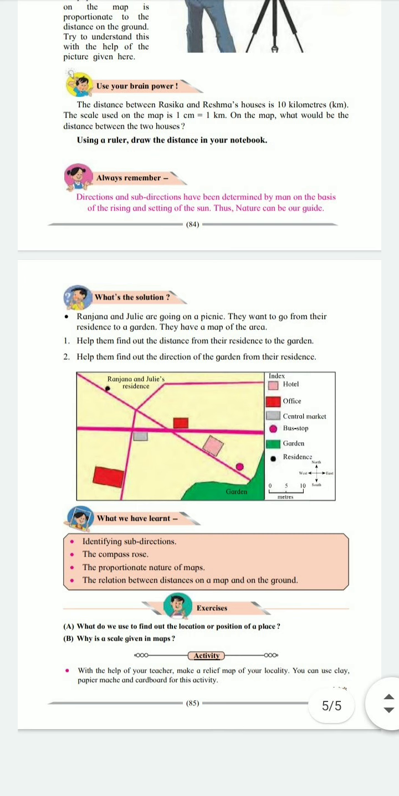Activity. With the help of your teacher, make a relief map of your locality. You can use clay, paper, mache, and cardboard for this activity.